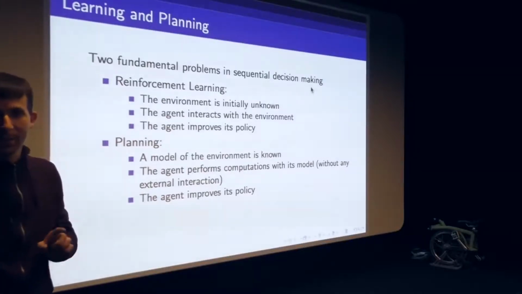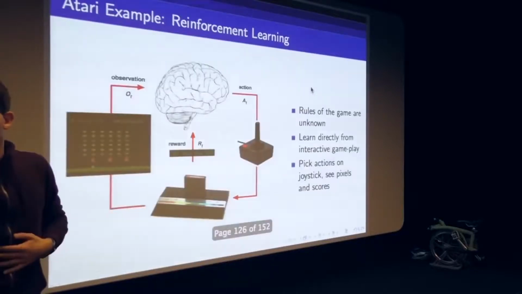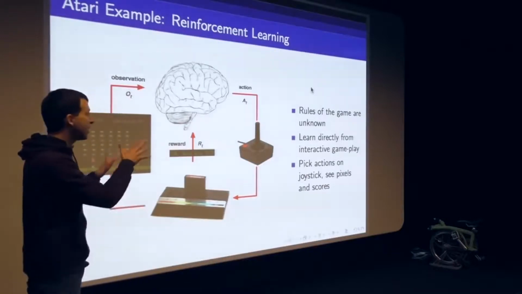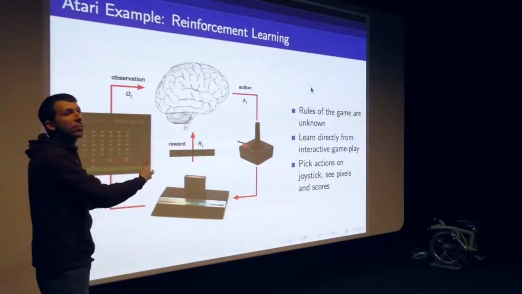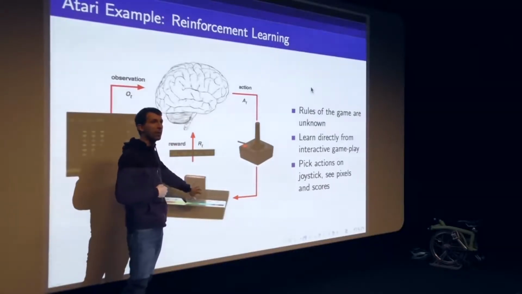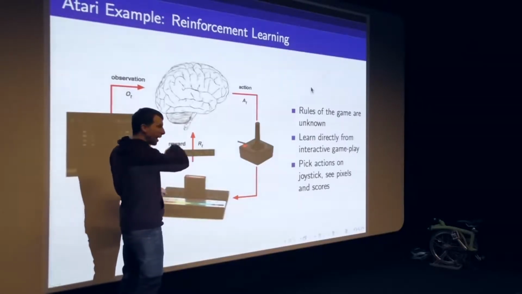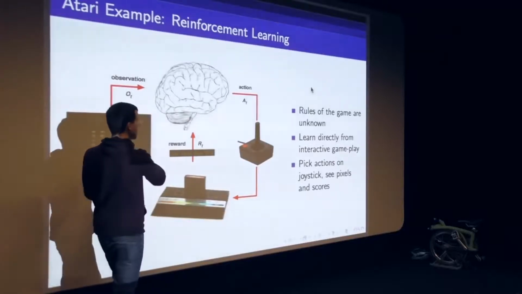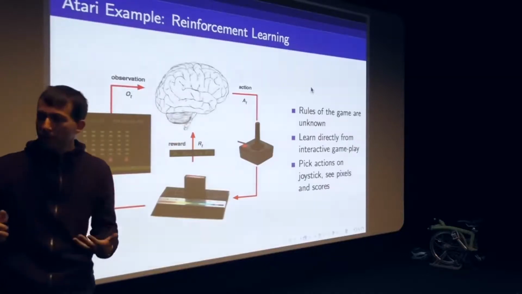So let's try and make this concrete again. Let's talk about the Atari problem again. I already went through this slide earlier, but this was the reinforcement learning problem, right? We start, and no one told us how this emulator works. We just put our machine in front of this thing. It's trying to figure it out through trial and error. We don't know the rules of the game. We just see the scores on the screen and get to control the joystick. That's the RL problem.